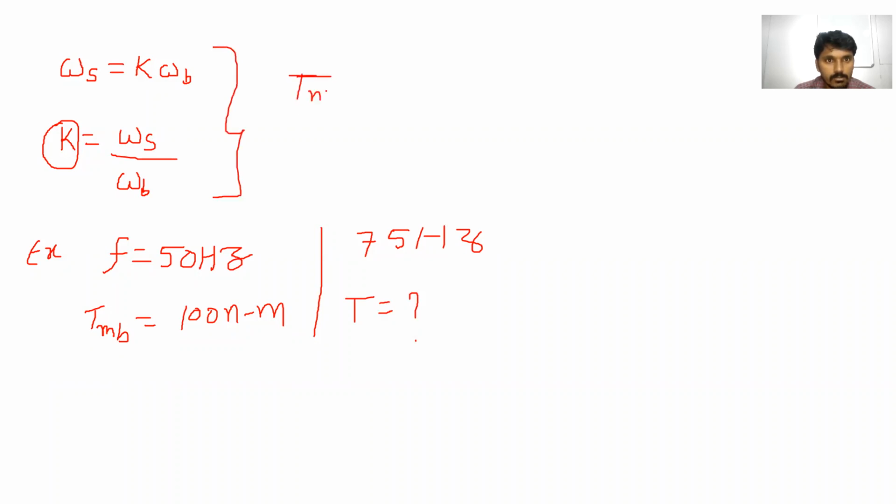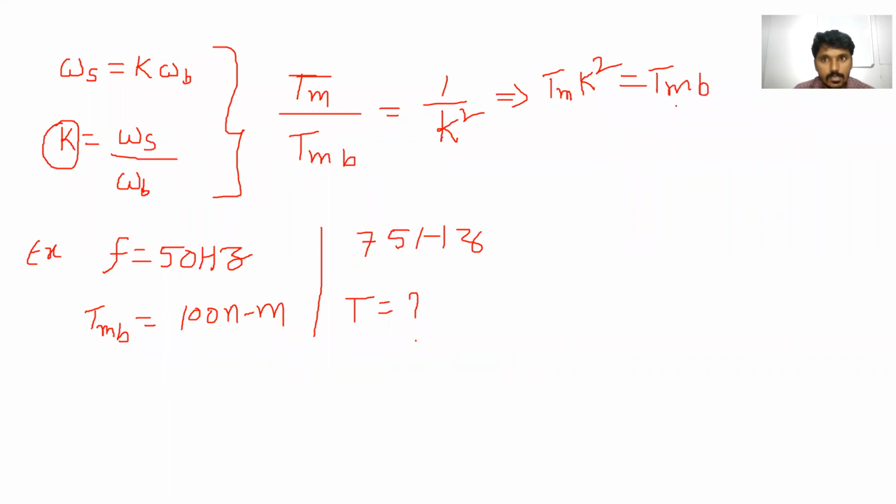For this we have seen in the previous lecture that we derived the equation: motor torque Tm by Tmb is equal to 1 by k square. From this equation, we can write Tm into k square is equal to Tmb. So by using this relation we can find it. Here we know the formula.